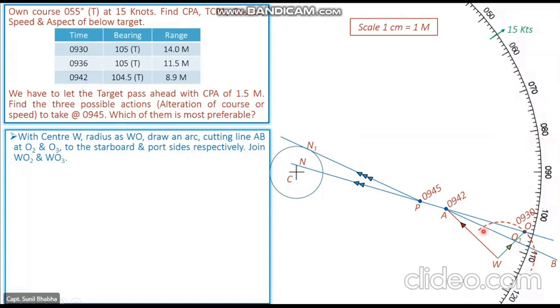Now this arc cuts the line AD, which is parallel to our new line of approach. The arc cuts the line AD at two points. One is at this particular point. Let us name this point as O2, Oscar 2. And the other intersection point is this particular point. You can follow the laser pointer on the screen. So this is the second intersection point. Let us name this as O3. Now let us join WO2 and WO3. We have joined WO2 using this vector, the green color vector, and now I am joining WO3. So we can see WO2 and WO3.